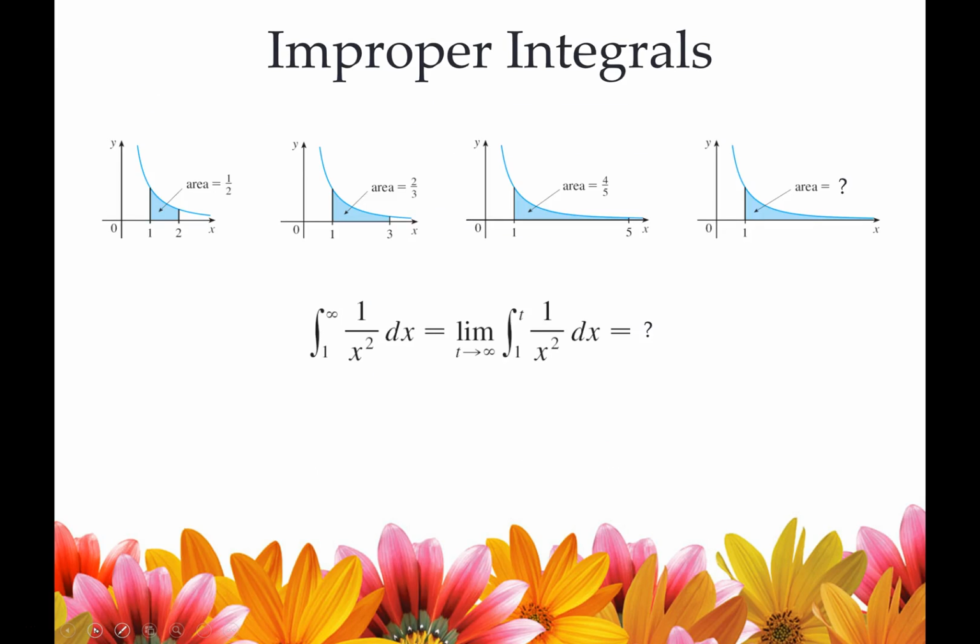So again, I'm going to pose this question. Here we have the area is 1/2 because it's that finite area. Here we have the area is 2/3. Here we have the area is 4/5. Here, this goes on forever. We're going to let x go off to infinity. So is there an actual number answer to this problem? Well, I don't know. Is there?